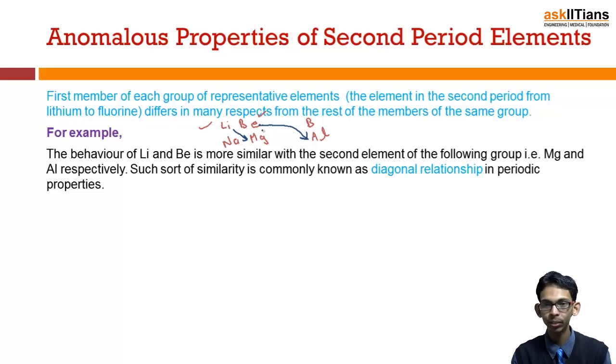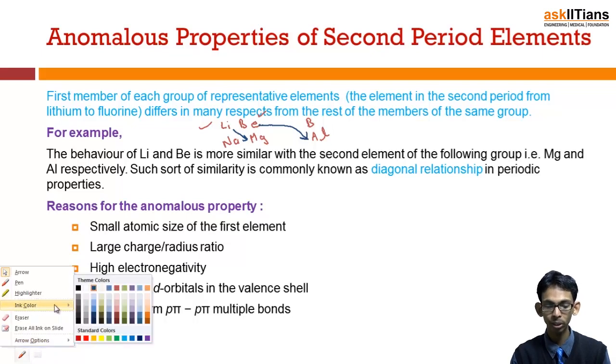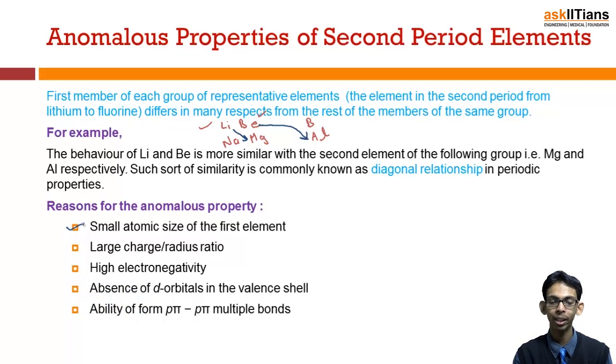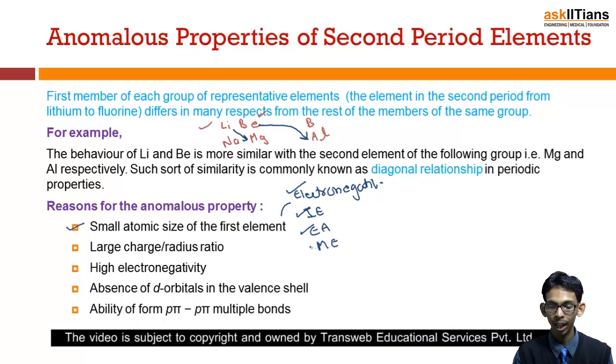Now what is the reason for such anomalous behavior? The first is obviously the small atomic size of the first element. We know size increases down the group, and the first member of the group has the smallest size. Smallest size means highest electronegativity, highest electron affinity, and also the most negative character. So small size is related to electronegativity, also to ionization energy, to electron affinity, and also to metallic character. Small size means high electronegativity, high ionization energy, high electron affinity, and less metallic character.